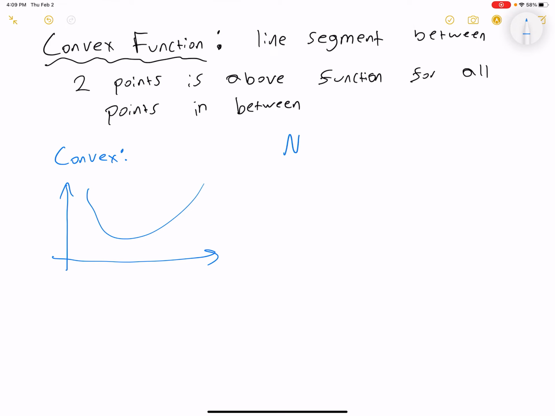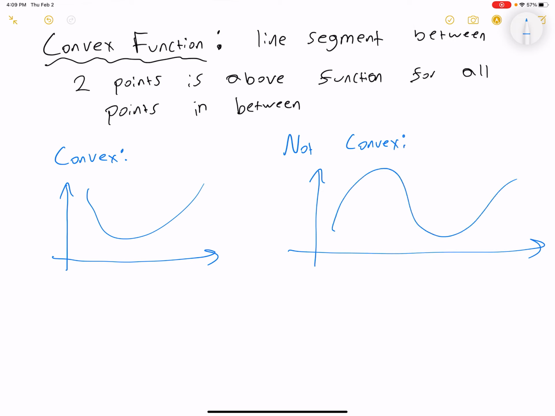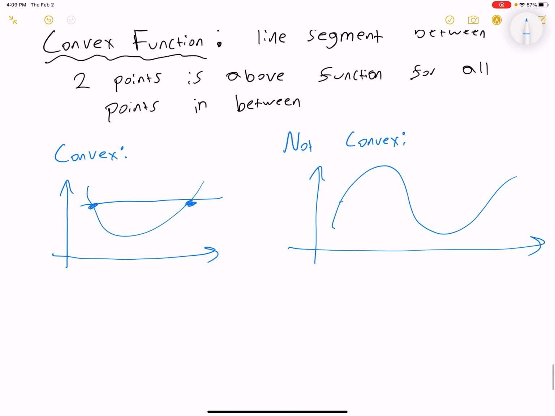This is a not convex function. And notice for convex, take 2 points, draw a line. That line is above all points between the 2 points that we defined. Whereas we can select 2 points here where there are parts of this function that are above the line, and therefore this is not convex.